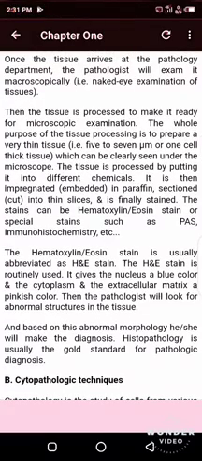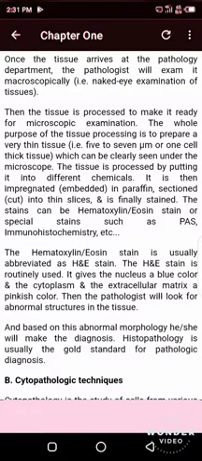It is finally stained. So what is a stain? The stain is a color which we apply to a cell, through which we can identify different organelles in a cell. Stain can be hematoxylin and eosin stain, or special stains such as immunohistochemistry. The hematoxylin and eosin stain is usually abbreviated as H&E stain. The H&E stain is routinely used. It gives the nucleus a blue color and the cytoplasm and extracellular matrix a pinkish color.